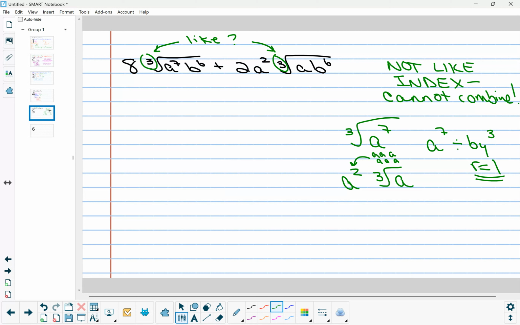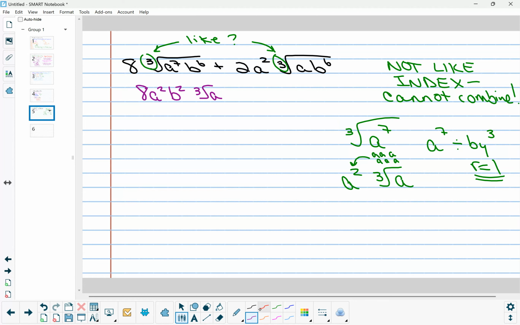However you want to do that, like I said, you can shortcut things for yourself and make things easier. So I know that when I take these out, I'm going to get an a squared outside, and a b to the 6th will also give me a b squared outside, and then a cube root of a. No b's are going to be left over because 6 divides evenly by 3, right? So there's not going to be any left over, and the 8 stays out there.